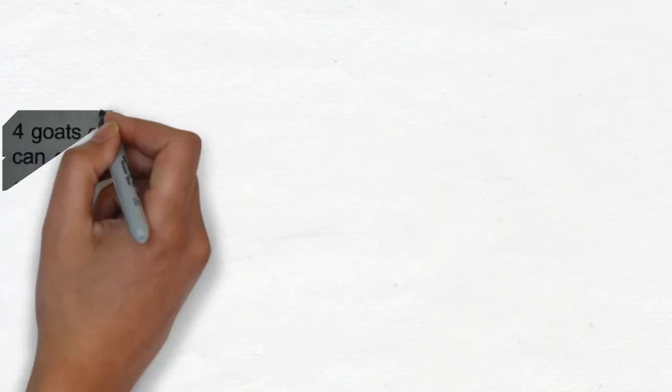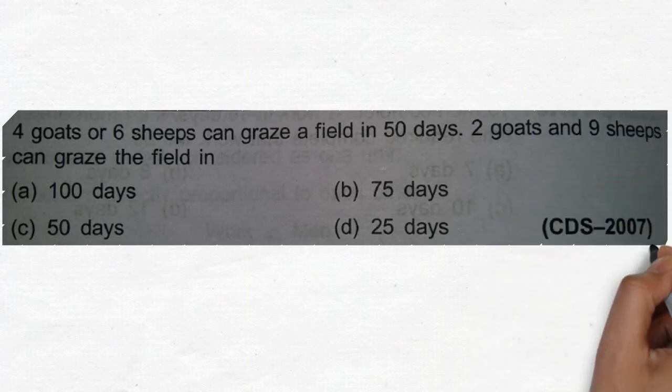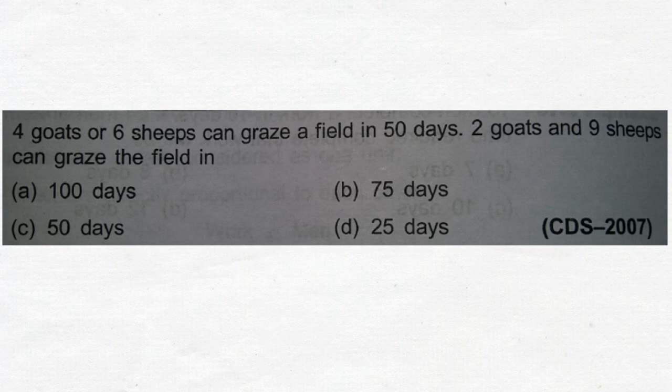Question 2. 4 goats or 6 sheep can graze a field in 50 days. 2 goats and 9 sheep can graze the field in A. 100 days, B. 75 days, C. 50 days, D. 25 days.